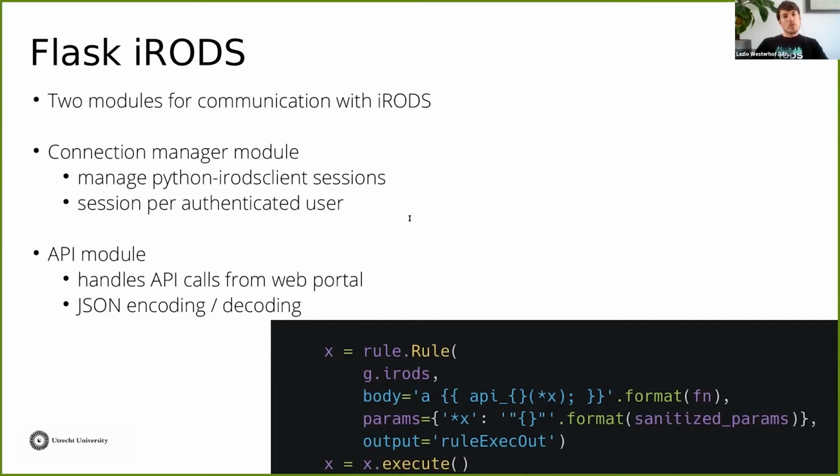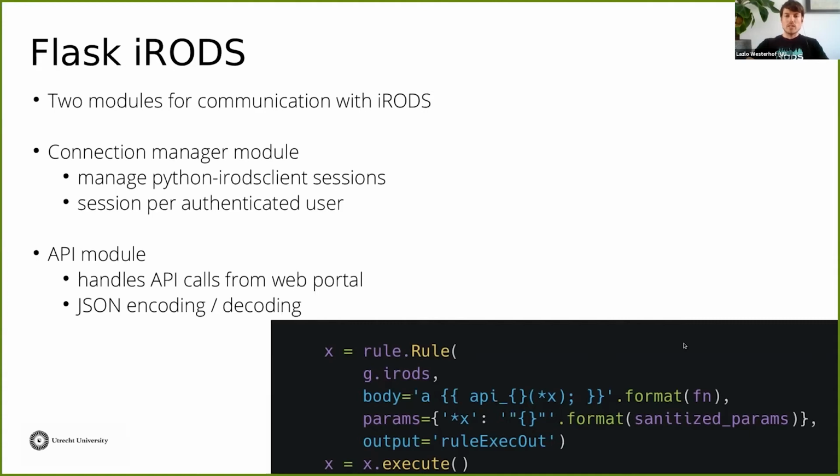To communicate with iRODS from Flask, we have written 2 modules. The first module is a connection manager module, and this manages the connections to iRODS. For every authenticated user, a Python iRODS client session is created. The second module we created is the API module, and this module handles API calls from the web portal and does all the JSON encoding and decoding for our API.